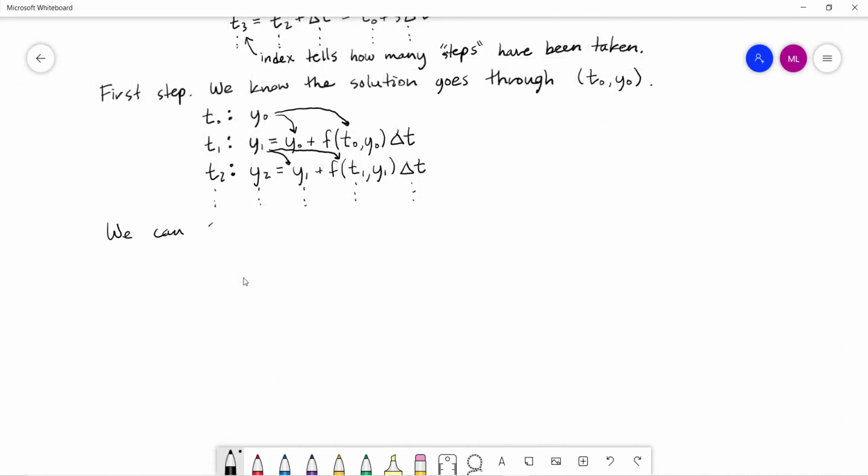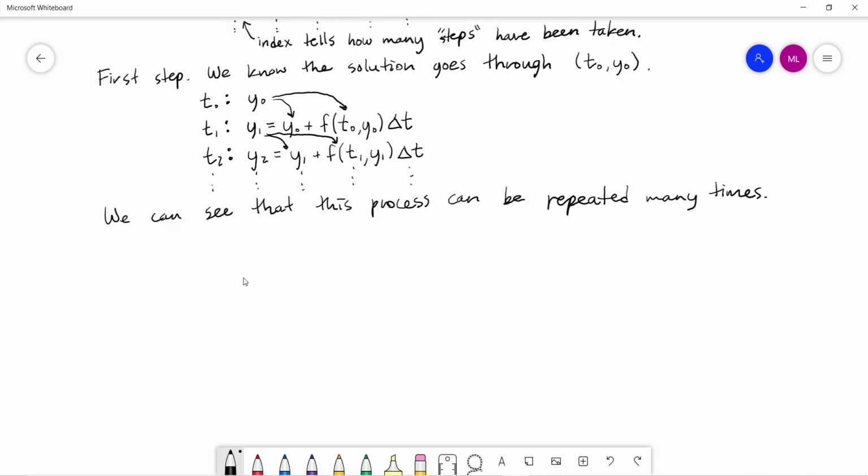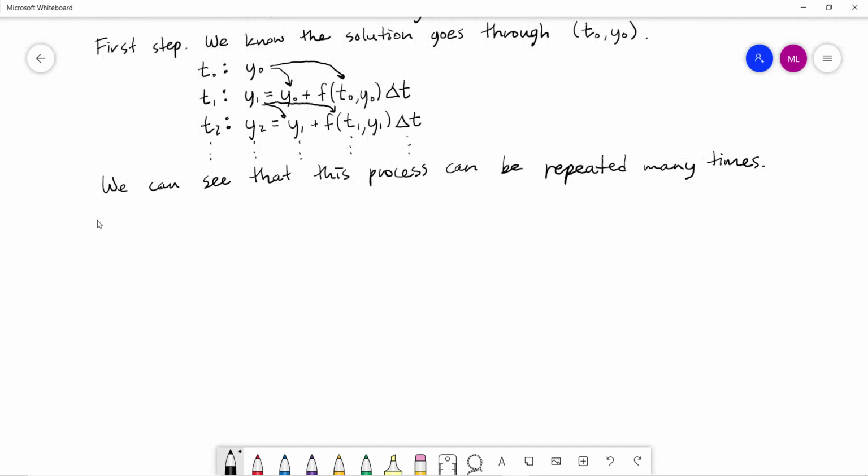We can see that this process can be repeated many times. And this is where the computer comes in. It's really nice if you can have the computer do all of this for you. So what we'll essentially do is put this into some sort of loop.